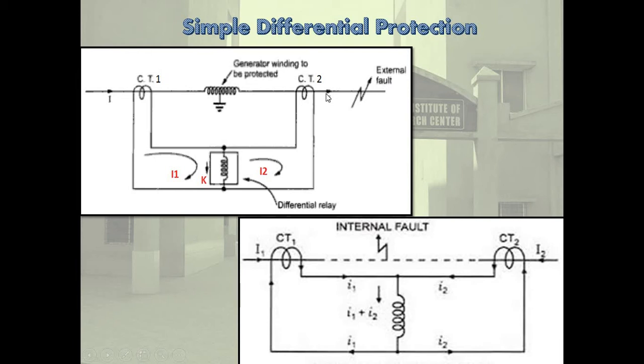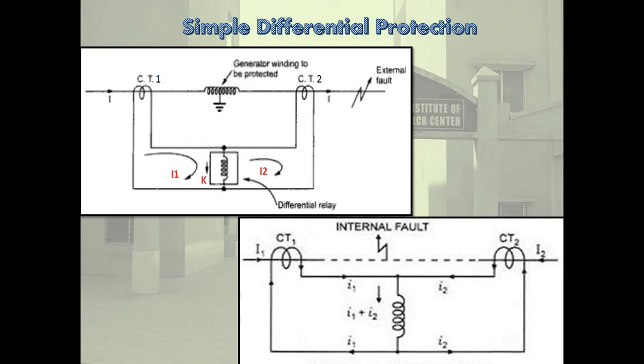But now the internal fault occurs, like this. CT1 and CT2 are placed around the protected equipment, like here this generator winding to be protected. So here the internal fault occurs. If a fault occurs, the current balance is disturbed. So the currents I1 and I2 will be different. So current I1 plus I2 will flow through the relay coil. Such a current is responsible to operate the relay.